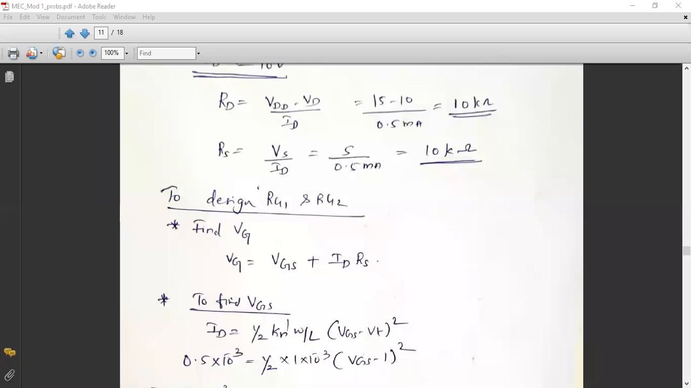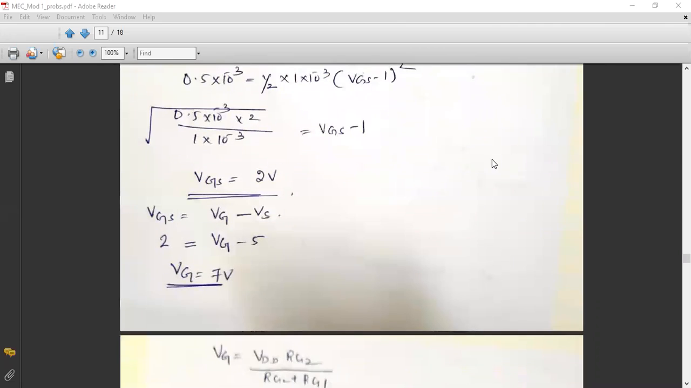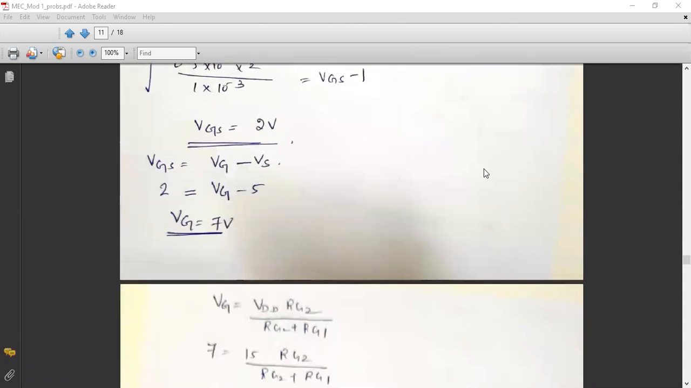So how did you get 7 volt? We can substitute in this equation, right? As per your solution, VGS is 2 volt, right? So 2 plus 5, we have already solved VS as 5. So 2 plus 5 equals 7 volt. Is that clear for you? So VG is equal to 7 volt.